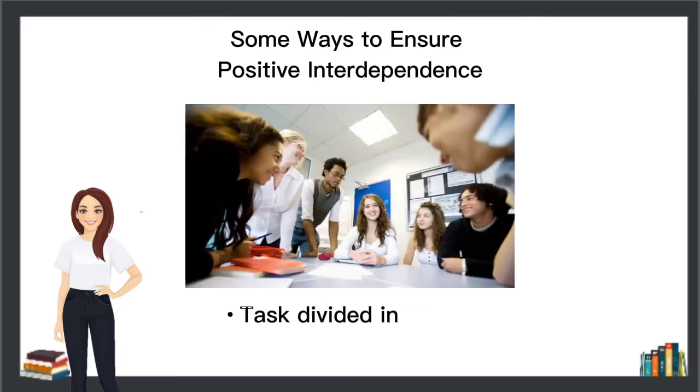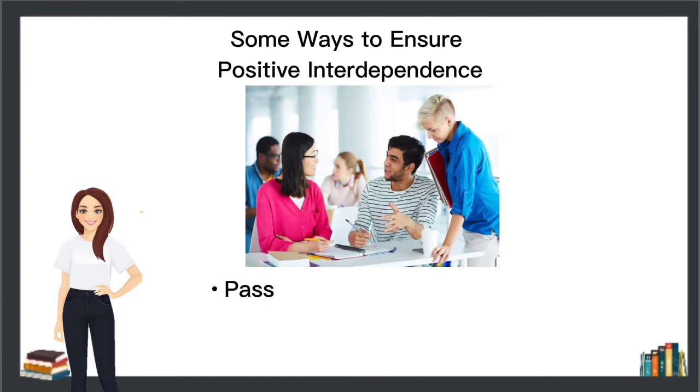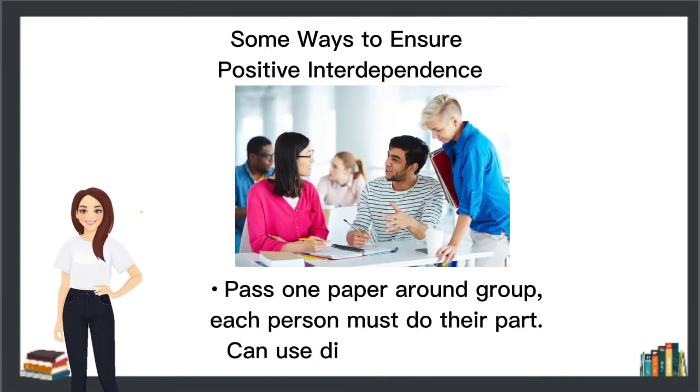Third, tasks divided into jobs can't finish unless all help. This means that the task will be divided among each member of the group so that if the task will not finish, at least all the members participated. Fourth, pass one paper around group. Each person must do their part. Can use different colors of pens.